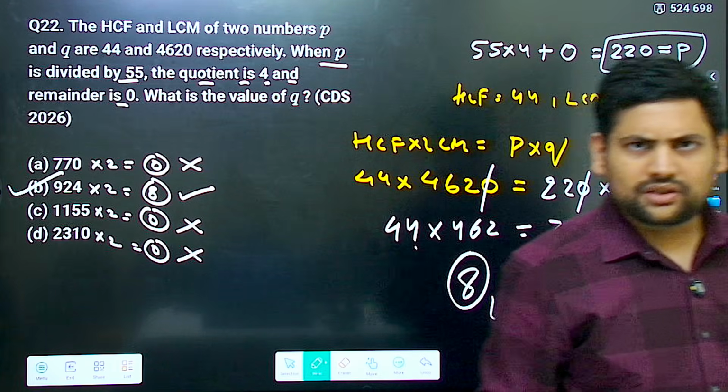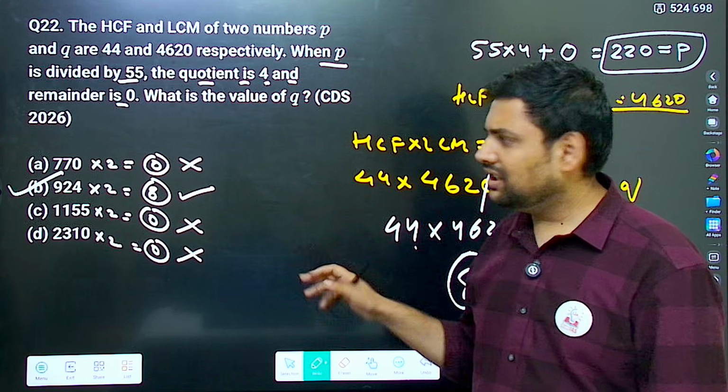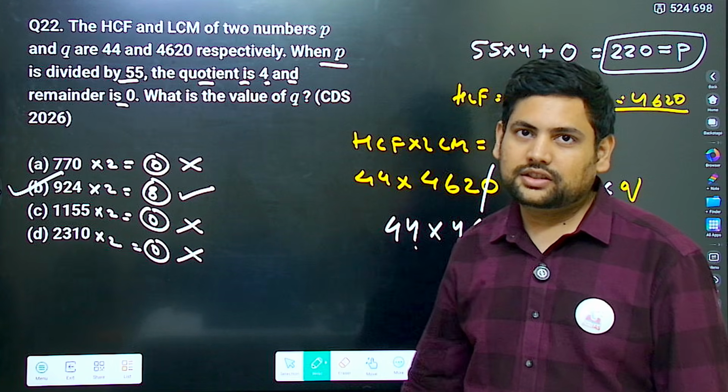You need not solve it. Never solve questions like these. They are mostly based on last digits.